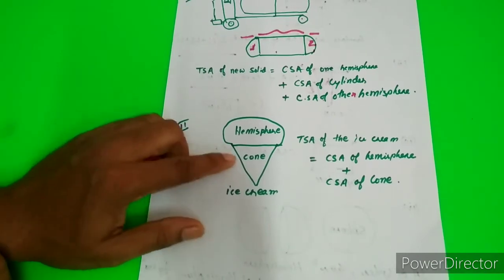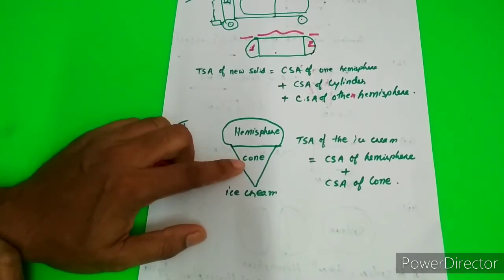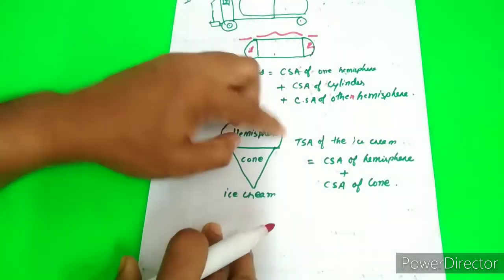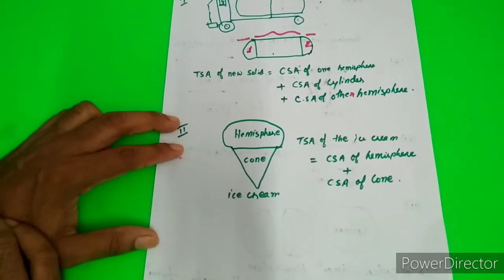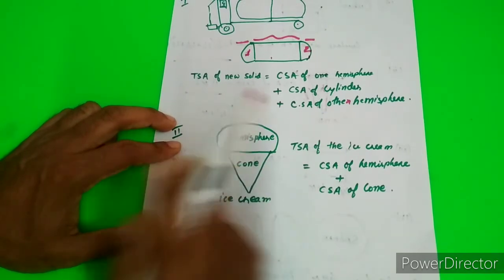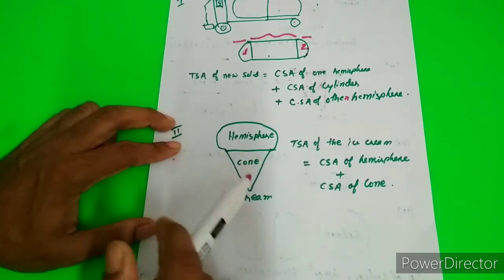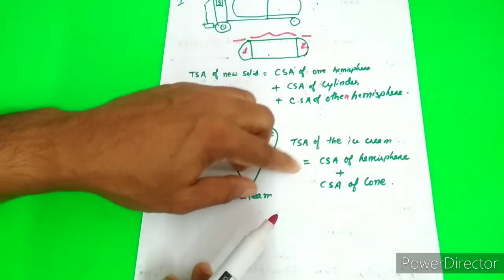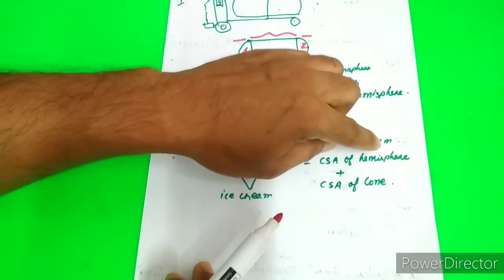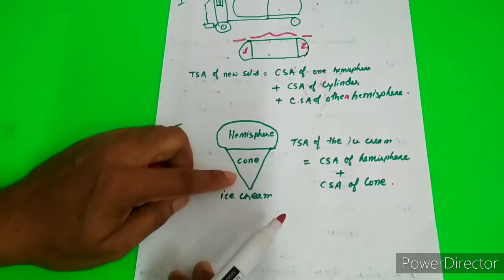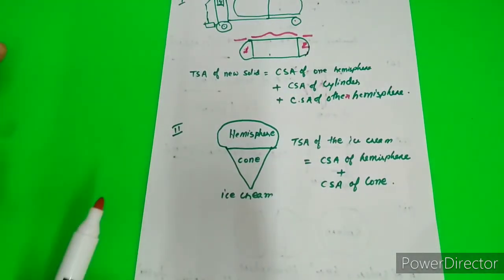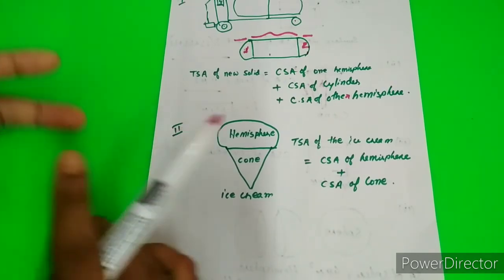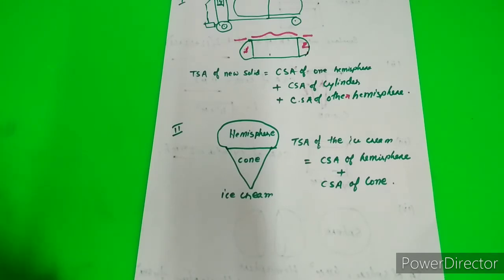Now, for example, this is another structure. Let's say this is a cone and ice cream. On the top we have the cream, and down we have the cone. The top structure looks like a hemisphere, and the bottom is the cone. So the total surface area of the ice cream structure is the curved surface area of the hemisphere plus the curved surface area of the cone. We know the formula for the cone and the formula for the hemisphere. We will directly add them and get the answer.